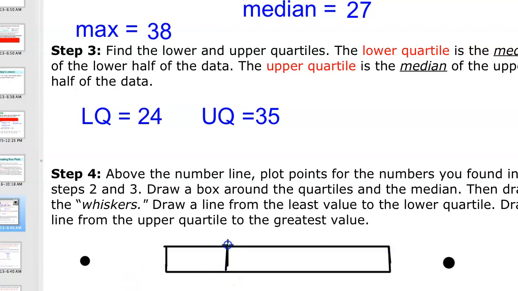All right, last step. I have to draw lines from the upper quartile to the maximum and the lower quartile to the minimum for my whiskers. And I'm all done. I created a box plot.